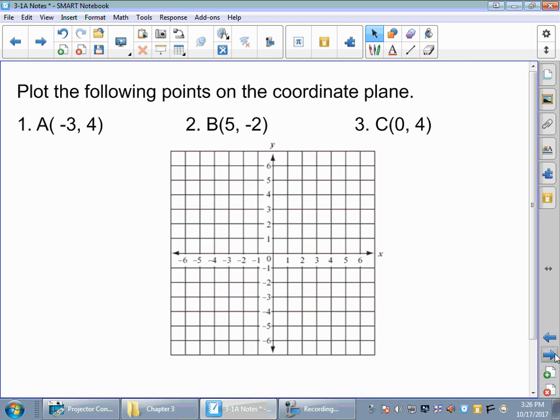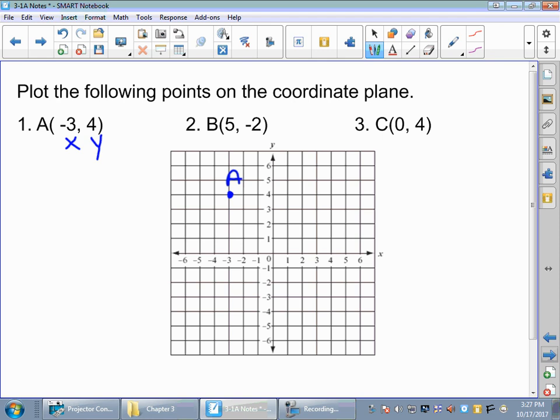If you look at these 3 examples, I have a coordinate plane here. Point A is -3, +4. So this is my x coordinate, this is my y coordinate. Everybody starts at the origin. That's your 0, and the -3 tells me to move 3 to the left of the origin, and the +4 tells me to move up 4 units. And so here's point A at -3, 4. It's actually in the second quadrant.